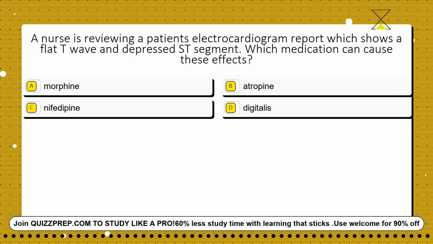Question 15. A nurse is reviewing a patient's electrocardiogram report which shows a flat T wave and depressed ST segment. Which medication can cause these effects? Option A, morphine. Option B, atropine. Option C, nifedipine. Option D, digitalis.